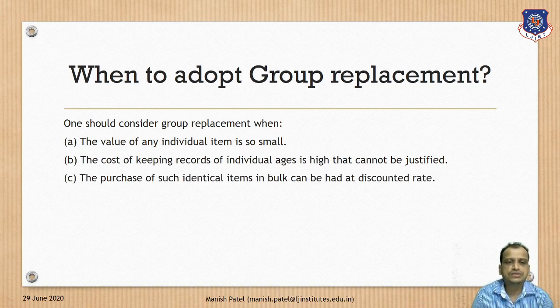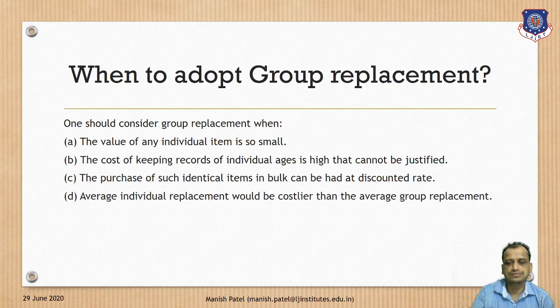Next, such identical items purchased in bulk can be obtained at a discounted rate. Definitely the supplier companies, if you are buying in bulk, can give you a discounted rate for these bulbs, right? So in that case the company should definitely adopt group replacement.